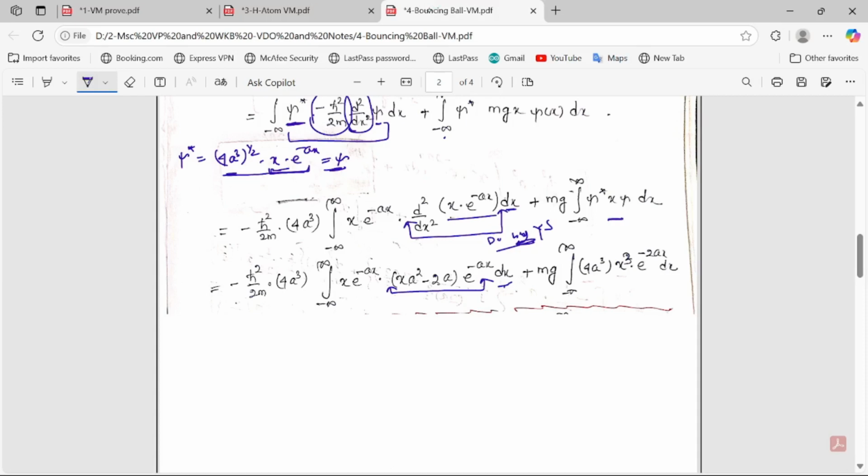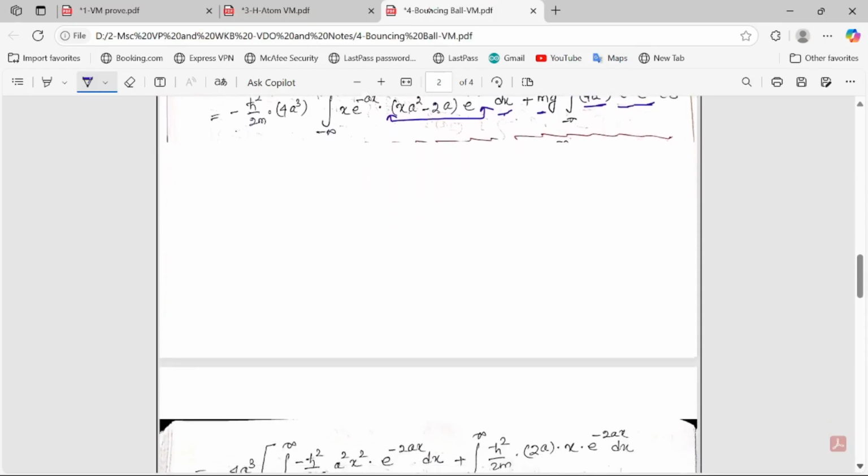And this term written as such, mg, again psi star psi. If I multiply 4aq root over 4aq, and here already x is there, here 2 times multiplied again x, so xq, e to the power 2, e to the minus x into e to the minus x, so e to the minus 2ax, right.